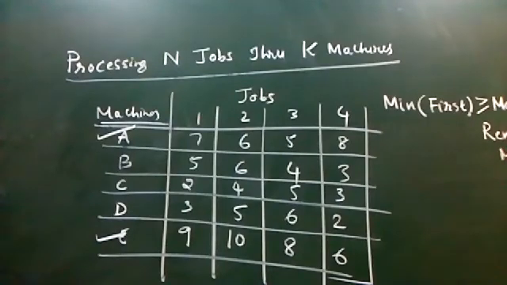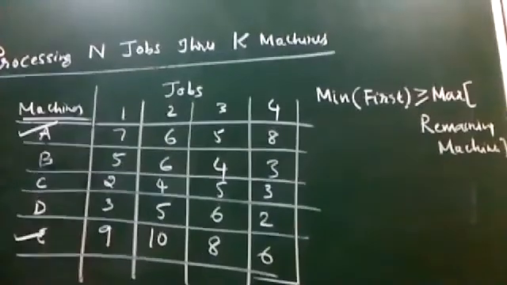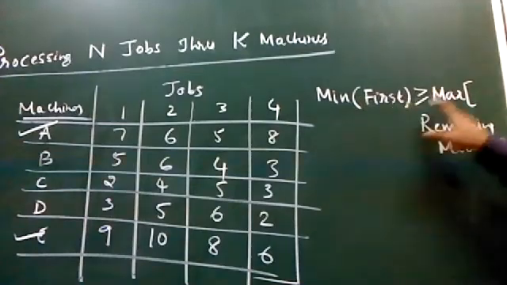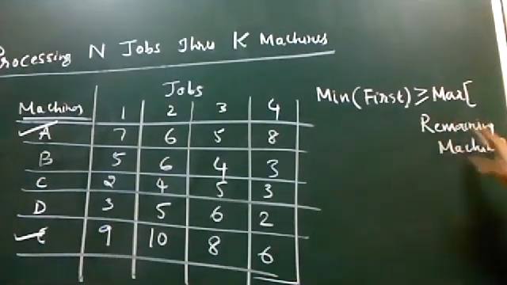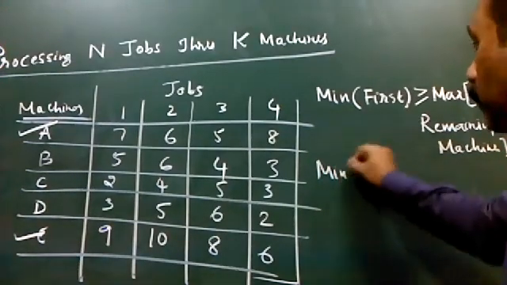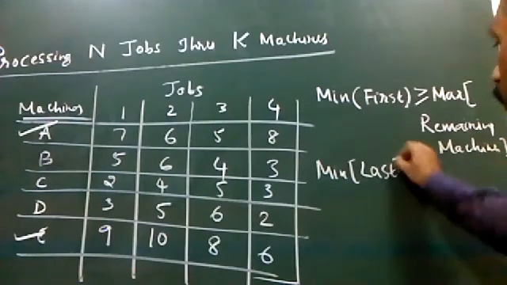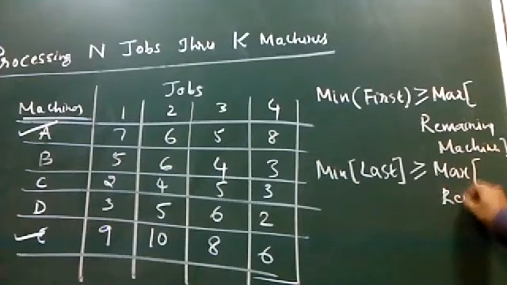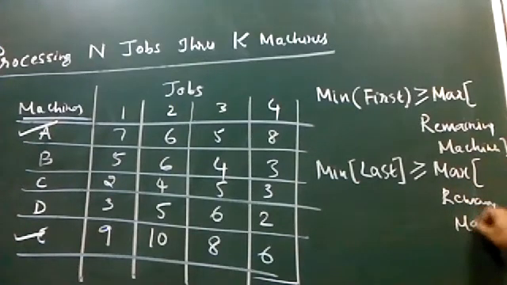Similarly, I think you are not able to see, I guess. I think now you are able to see. The minimum of the first should be greater than or equal to the maximum of the remaining machines. Rule number 1. Rule number 2: the minimum of the last machine should again be greater than or equal to the maximum of the remaining machines. Now this is a general rule.